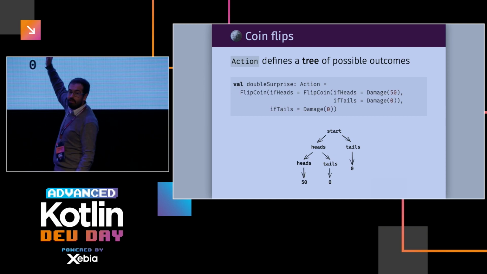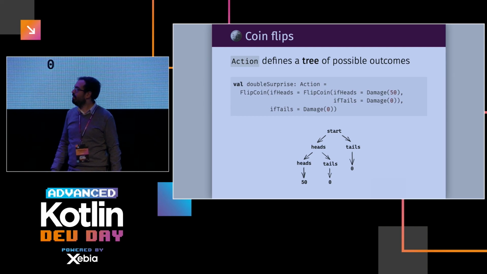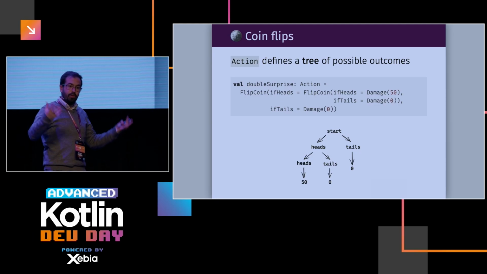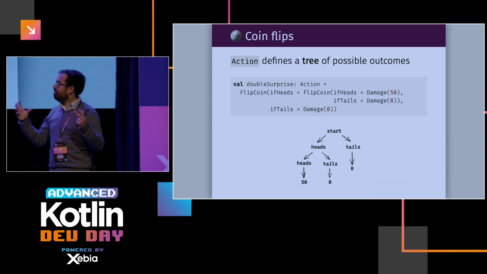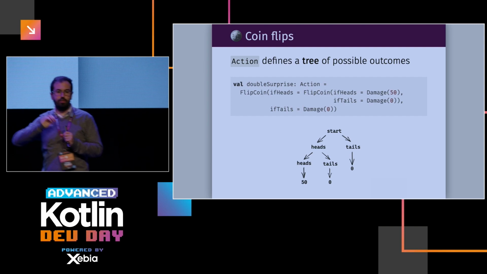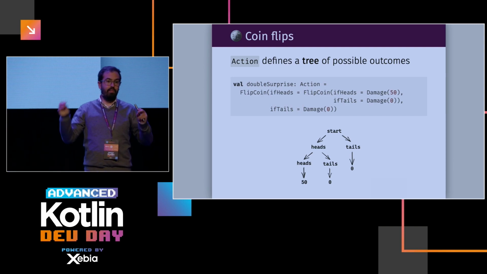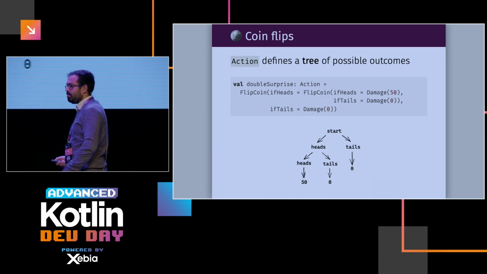You get the heads, and then you have 2 possible outcomes, right? You can have another heads, and then you have 50, and then you can have tails, and then you have 0. So you can see that by actually combining these pieces, and by the fact that our flip coin doesn't directly return the damage, but actually calls action again, we can build bigger and bigger actions with these building blocks.